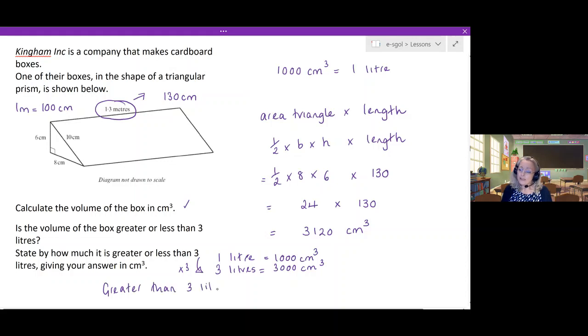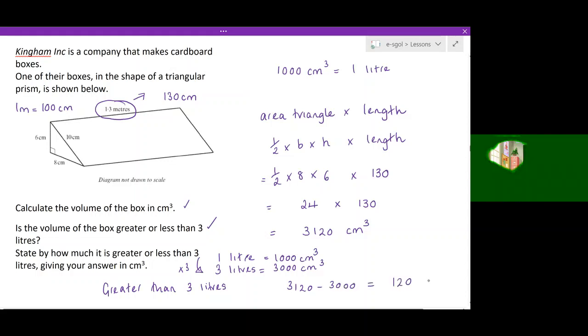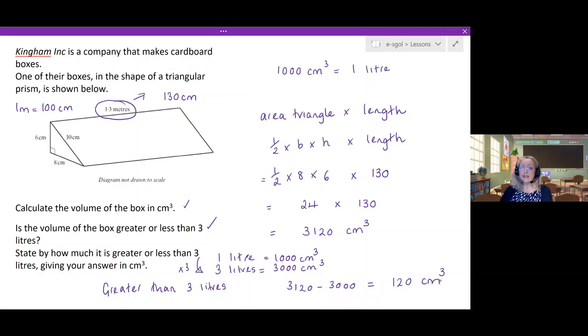So I've answered this part, and then it says state by how much it is greater or less than 3 litres, giving your answer in centimetres cubed. So I'm going to do 3,120 subtract 3,000, which leaves me with 120 centimetres cubed. So the answer to this is that it is greater by 120 centimetres cubed.